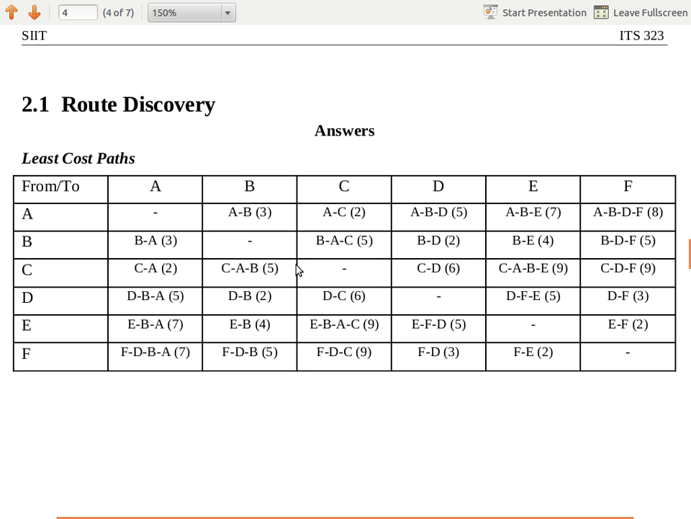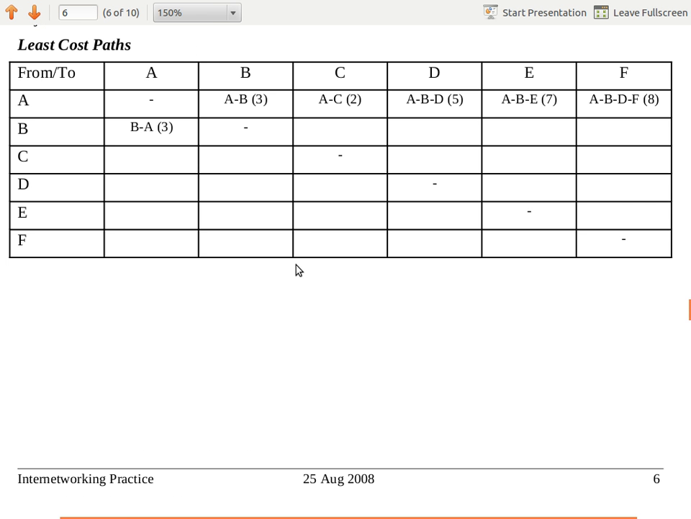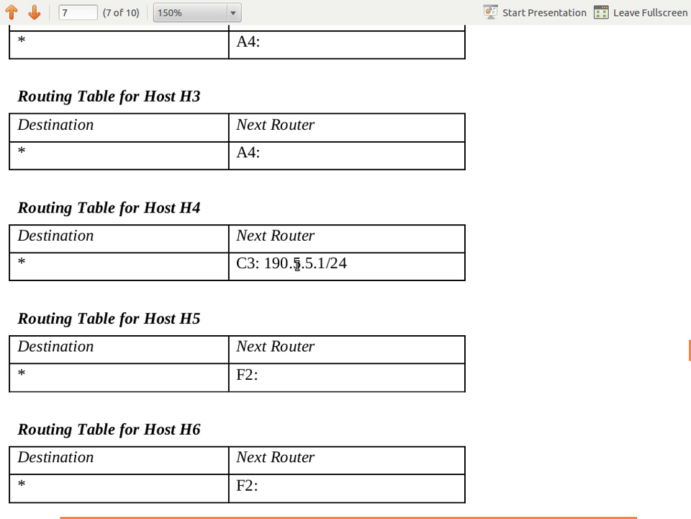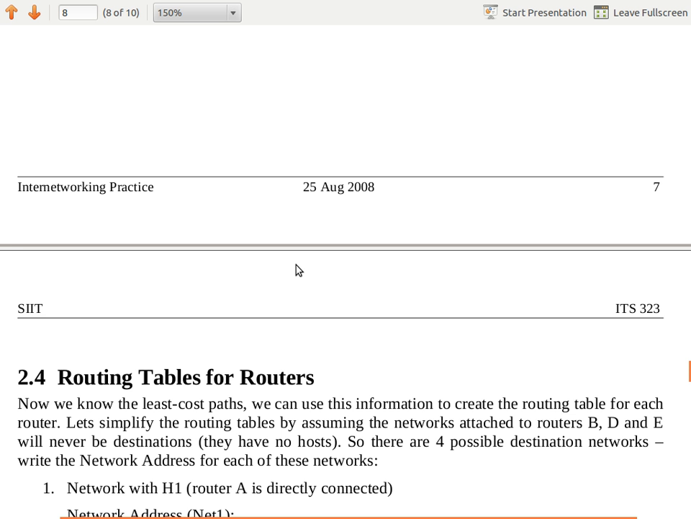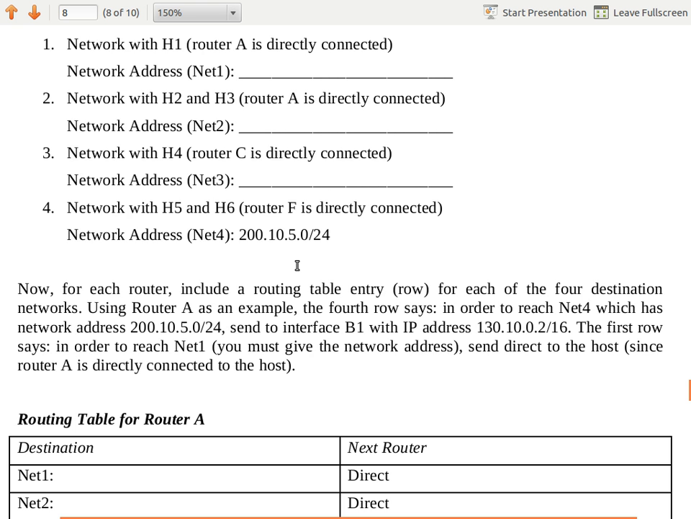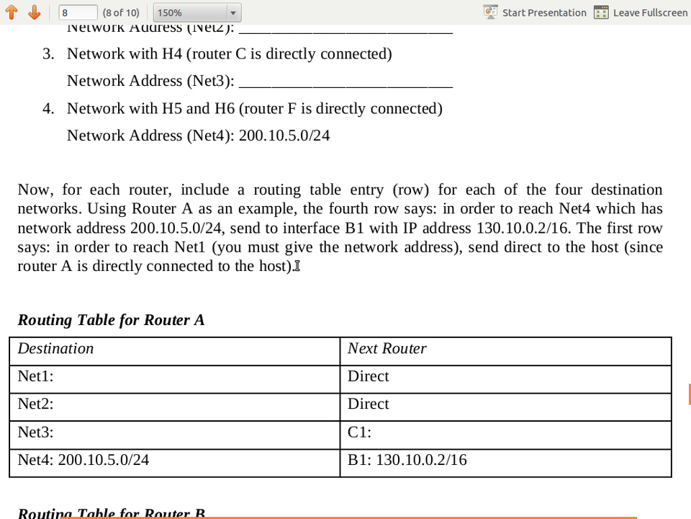So you could calculate these. I've calculated them for you in this case. It just takes too much time. So if A wants to send to F, send to the next router B. If A wants to send to C, send to the next router C. And now the question was, who do we send to from router A? Well, that's our routing table for router A.